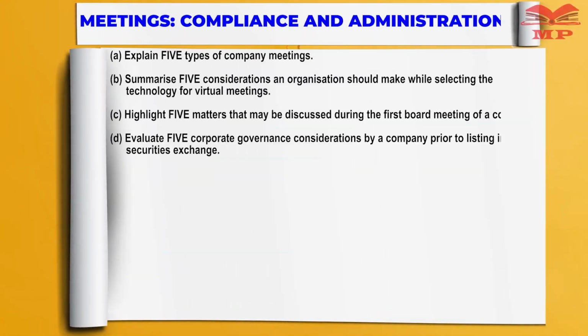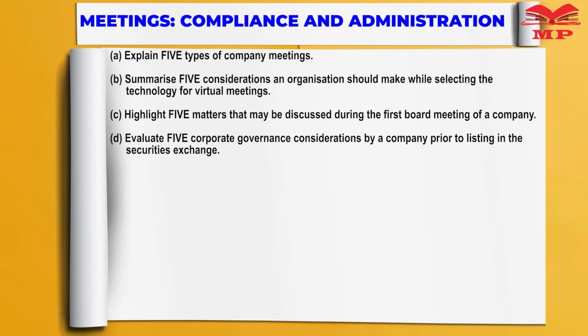Question 1A reads, explain 5 types of company meetings, 5 marks. B, summarize 5 considerations an organization should make while selecting the technology for virtual meetings, 5 marks. C, highlight 5 matters that may be discussed during the first board meeting of a company, 5 marks. D, evaluate 5 corporate governance considerations by a company prior to listing in the Securities Exchange, 5 marks.